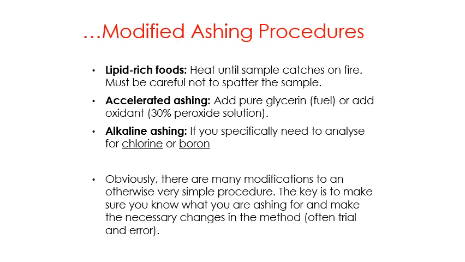The point is you need to know what you are ashing for, what the food matrix of your sample is, and then know what changes can happen, and make the necessary changes in the method. Oftentimes this will involve lots of trial and error.